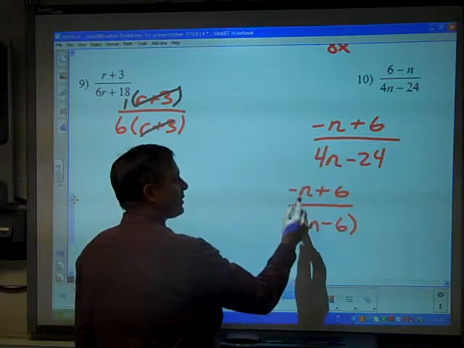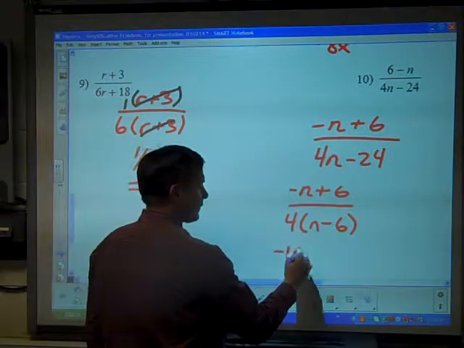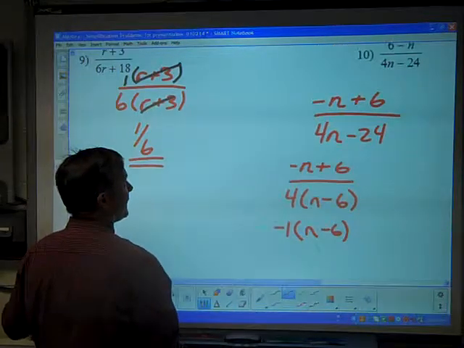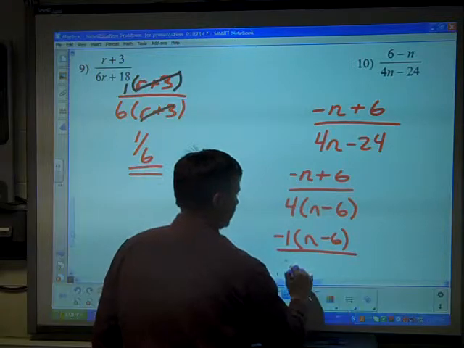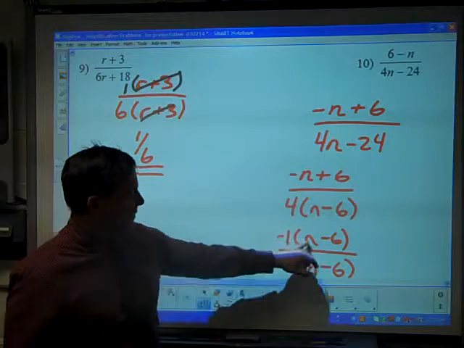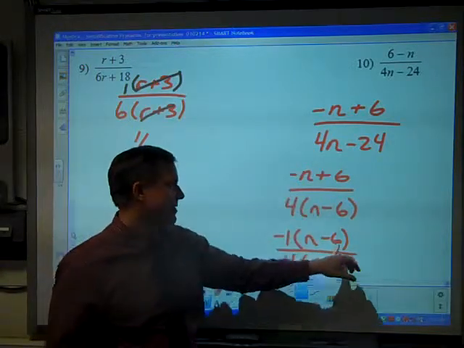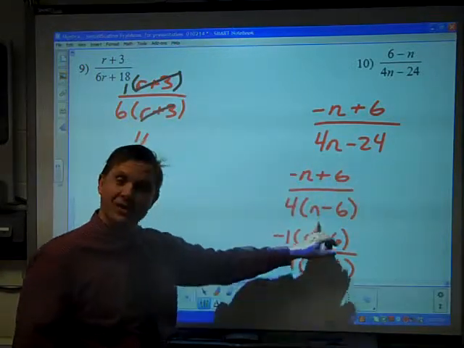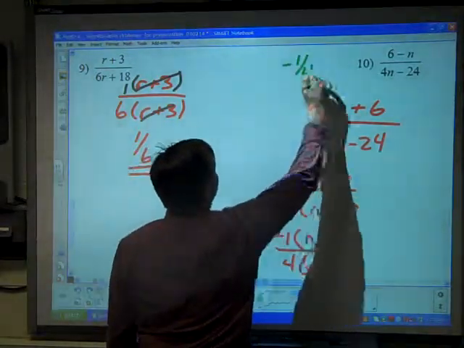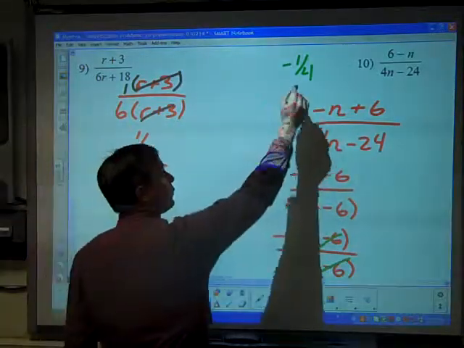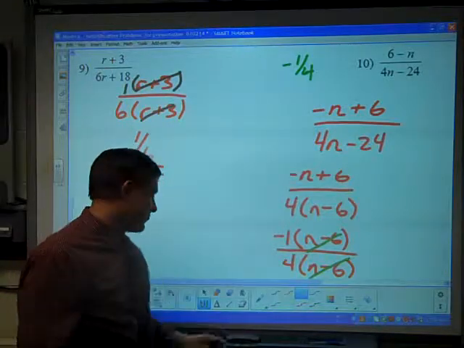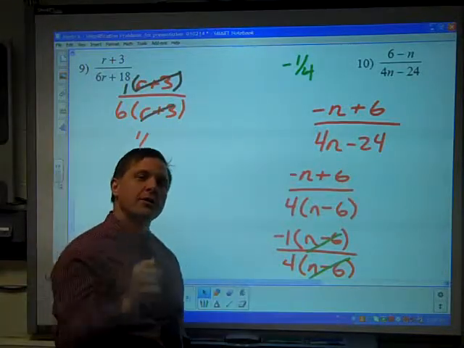But you got to remember, you can factor out the negative on the top. I can factor out a negative 1. And if I do that, negative times n is negative n. Negative times negative 6 is positive 6. Well, now they're both exactly the same. If I cancel these, I get negative 1/4. Number 10 is by far the hardest and the one that needs to be practiced the most. And again, you have to write things in descending power. Simplification requires factors.